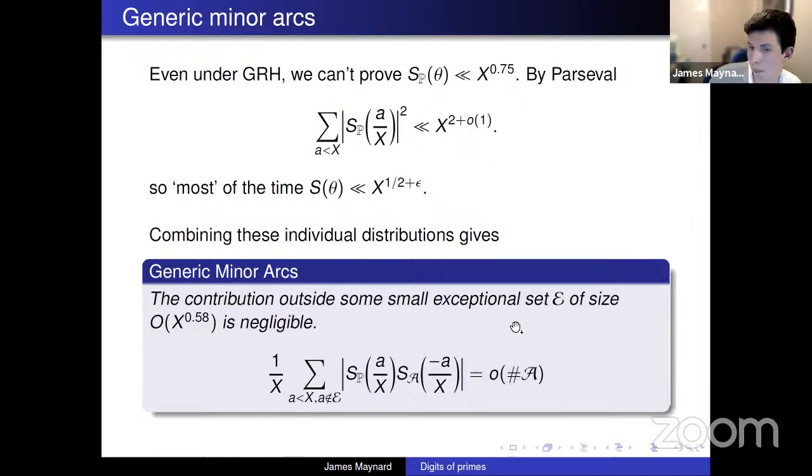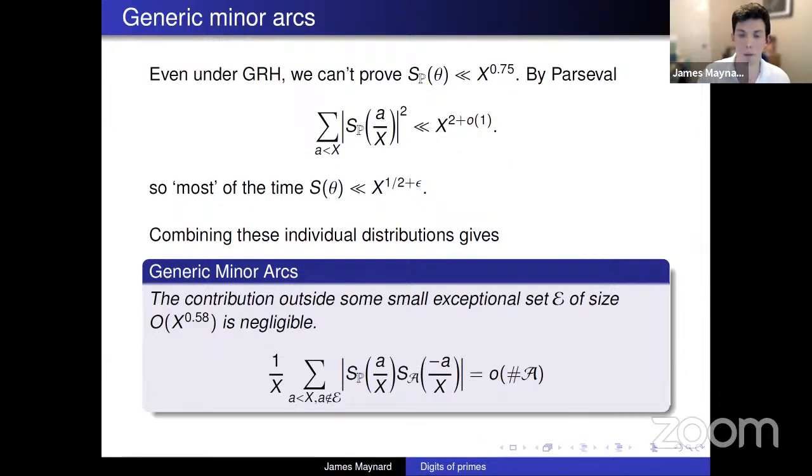So there's some exceptional set, which I'm calling E, which might have a large contribution, but I know that this exceptional set has to be pretty small. And it turns out the numerical bounds on this set are very important for whether this argument will work or not. It's very important that this exceptional set can be made of size x to the power 0.58 or smaller.